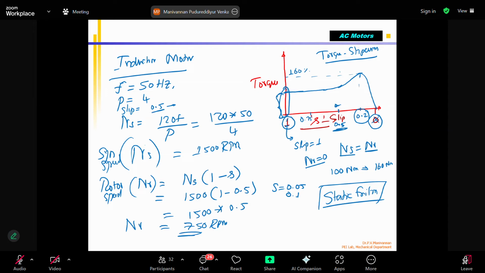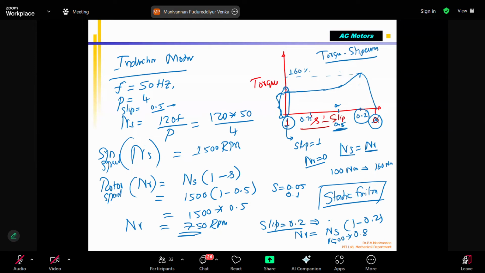Okay, so the same thing, if I say my slip equals 0.2, correct? Slip increases when load increases. Please note that when load increases, slip increases. When load reduces, in no load condition, slip will be very small. So in this case, the rotor speed will be close to synchronous speed. So NR for slip equal to 0.2 is going to be NS multiplied by 1 minus 0.2, that is 1500 multiplied by 0.8.